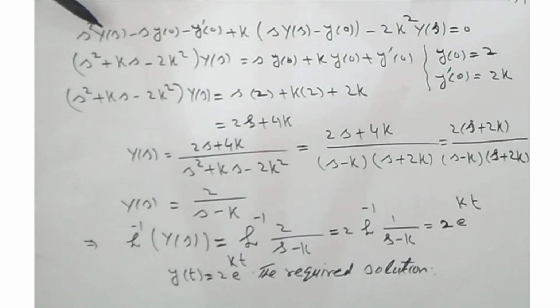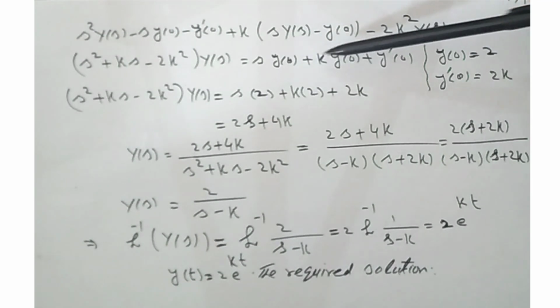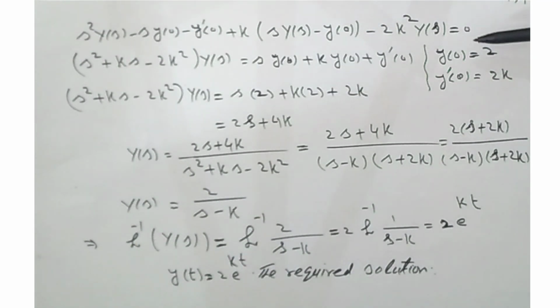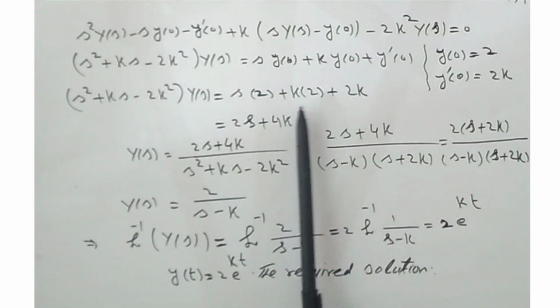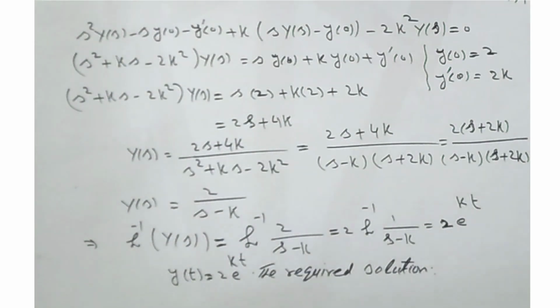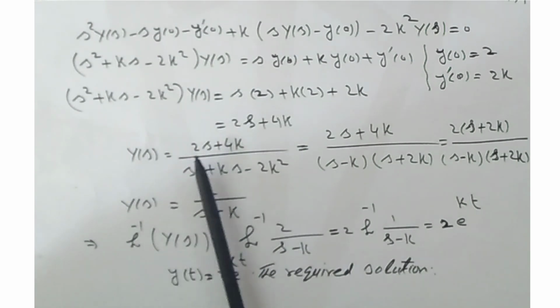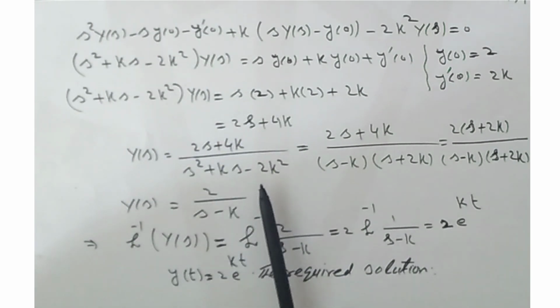We have s² Y(s) - s y(0) - y'(0) + k (s Y(s) - y(0)) - 2k² Y(s) = 0. Now taking Y(s) common, we have (s² + ks - 2k²) Y(s) = s y(0) + k y(0) + y'(0). Putting the value y(0) = 2 and y'(0) = 2k, after simplification this becomes 2s + 4k. So Y(s) = (2s + 4k) / (s² + ks - 2k²).